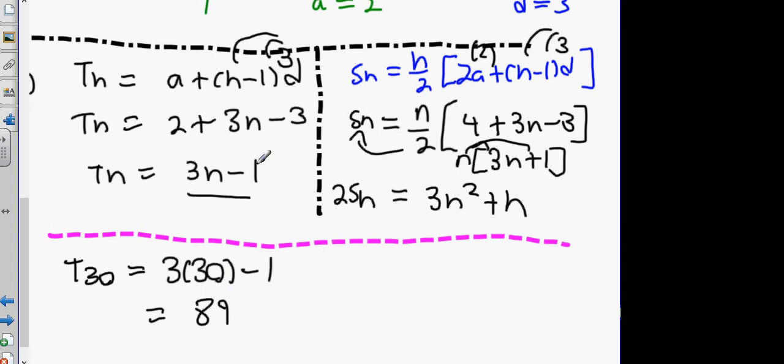Tn is 3n minus 1. Therefore, T30 basically means replace n with 30.